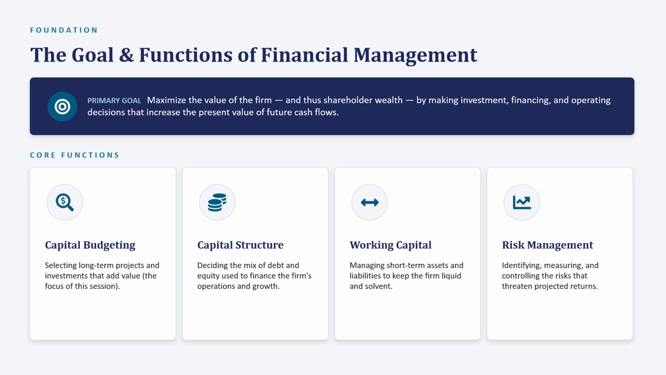We work through four core functions: capital budgeting, selecting long term projects that add value; capital structure, choosing the mix of debt and equity to finance the firm; capital management, managing short term assets and liabilities to keep the firm liquid and solvent; and risk management, identifying, measuring, and controlling risks that threaten projected returns. Sensitivity analysis sits inside capital budgeting and risk management.